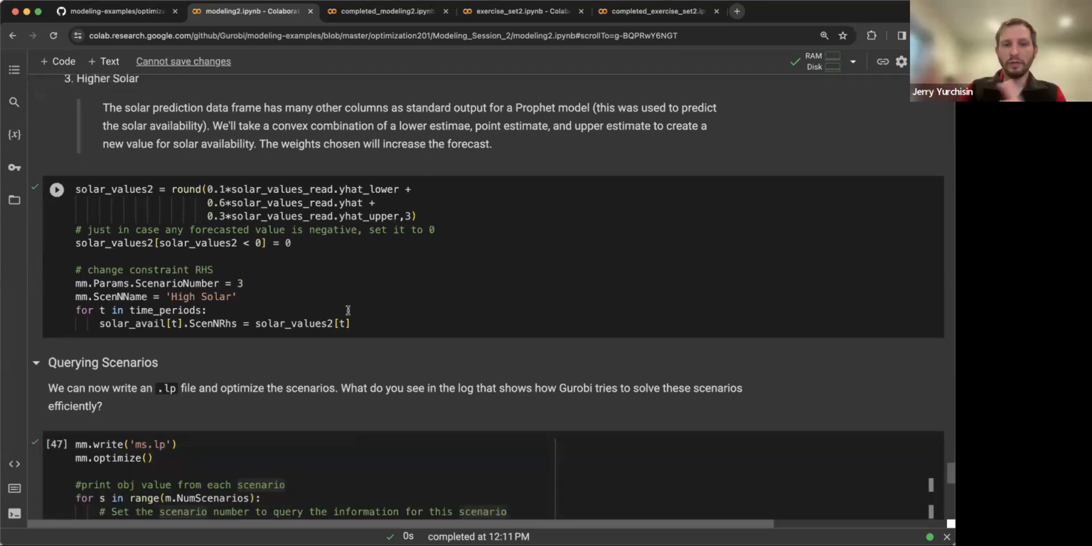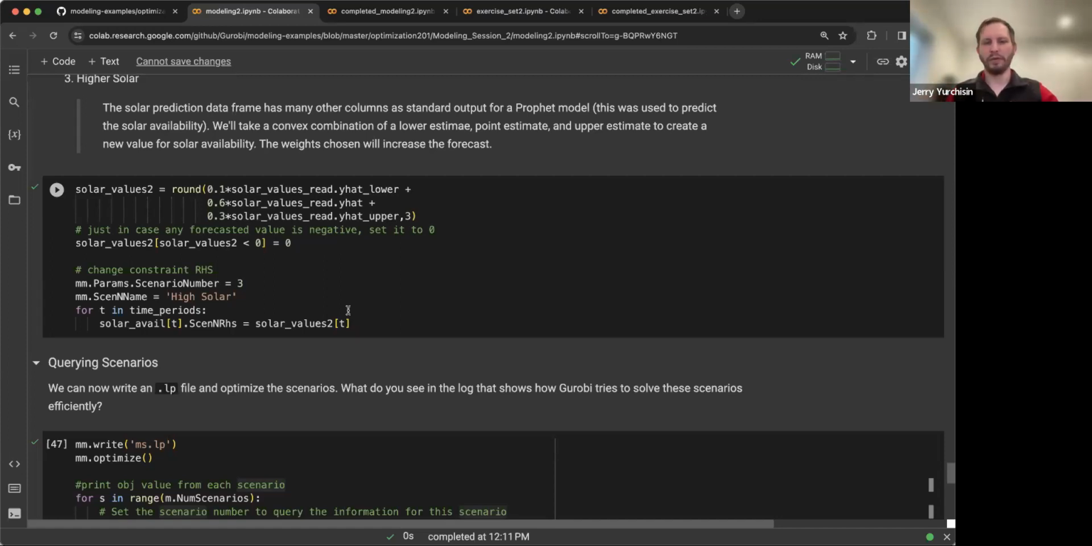Anyways, there's a bunch of other values that come out from the output, not just say, this is my point estimate, but there's a lower estimate, there's that point estimate, there's an upper estimate, and then there's all these other columns that say, here's how we got there, through seasonality, through weekly stuff, through daily stuff, all that sort of thing. So let's say we want to take some linear combination of the lower bound, the center or the point estimate, and the upper, and use that as our solar, say, maybe we think it might be a little bit higher, or something like that.